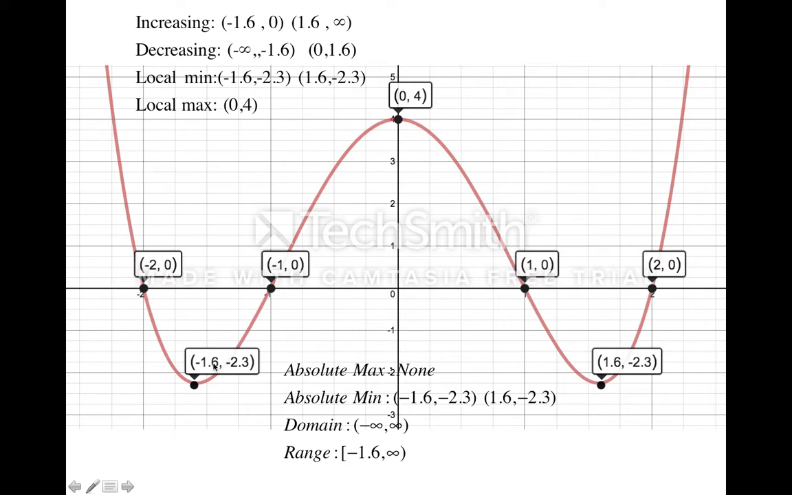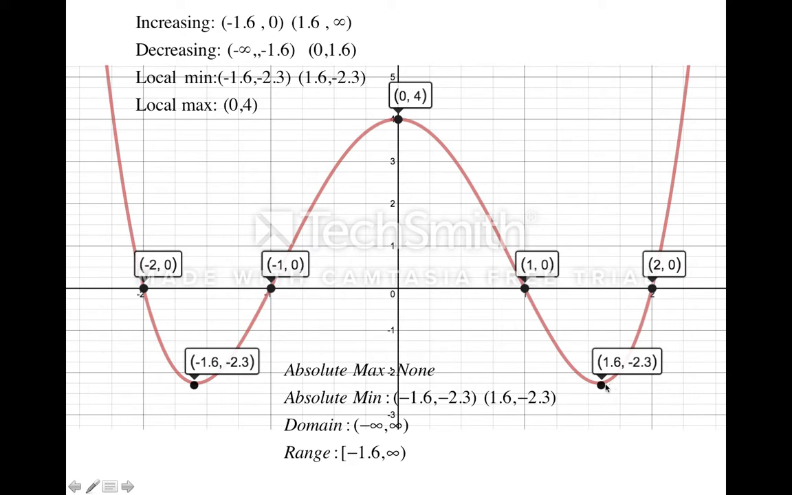Okay, increasing. Two regions where it's increasing, and I'm thinking x values: between -1.6 and 0, and another region between 1.6 and infinity. Decreasing: this is -infinity up to -1.6. And then, thinking x values, 0 to 1.6, it's decreasing.